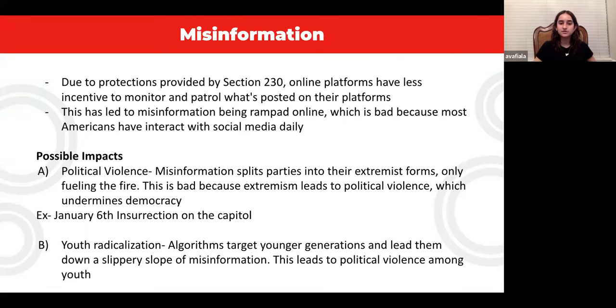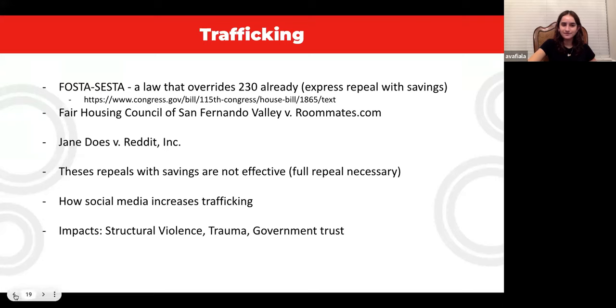And this is bad because extremism leads to political violence, which undermines democracy as a whole, even in the most strong cases in the U.S. and cases in Europe. One example that comes to mind is the January 6th insurrection on the Capitol, right? We had a lot of extremism from the right wing Republicans, and then they stormed the Capitol. So it can lead to political violence, and there are so many more instances if you just do a little bit of research.